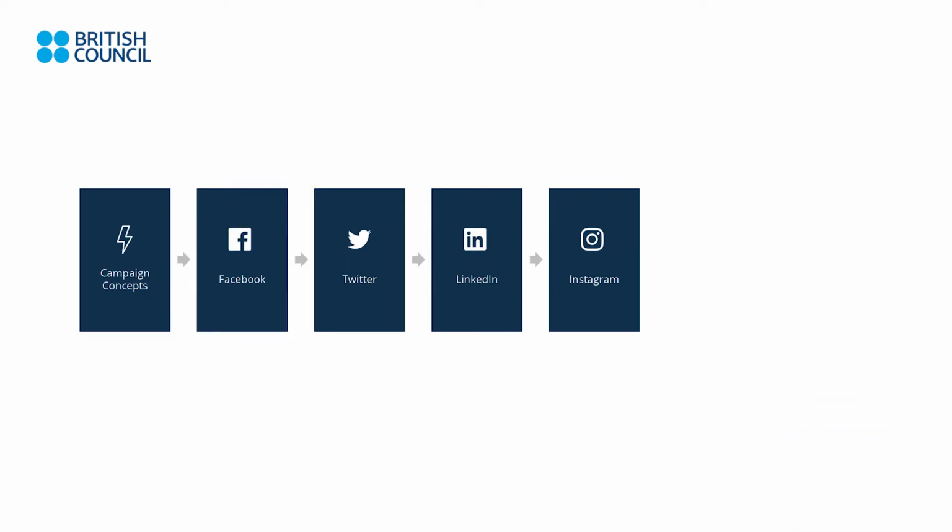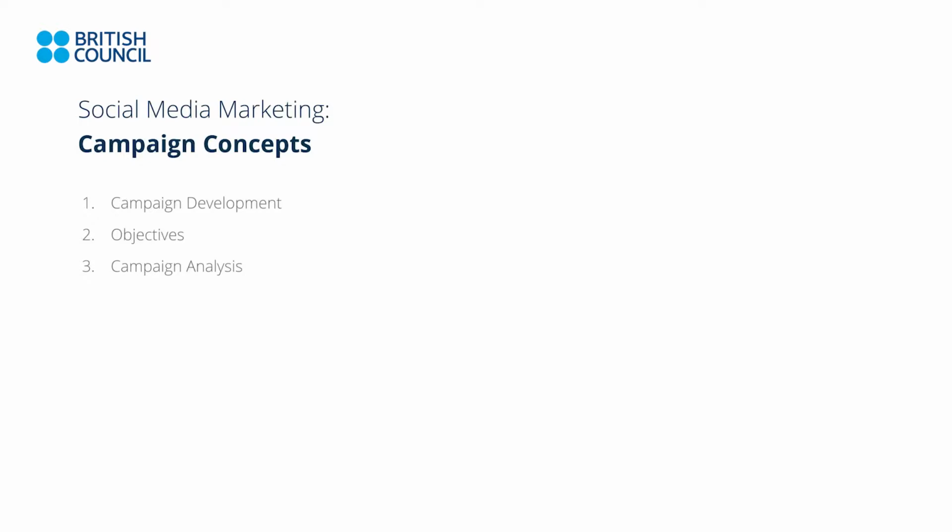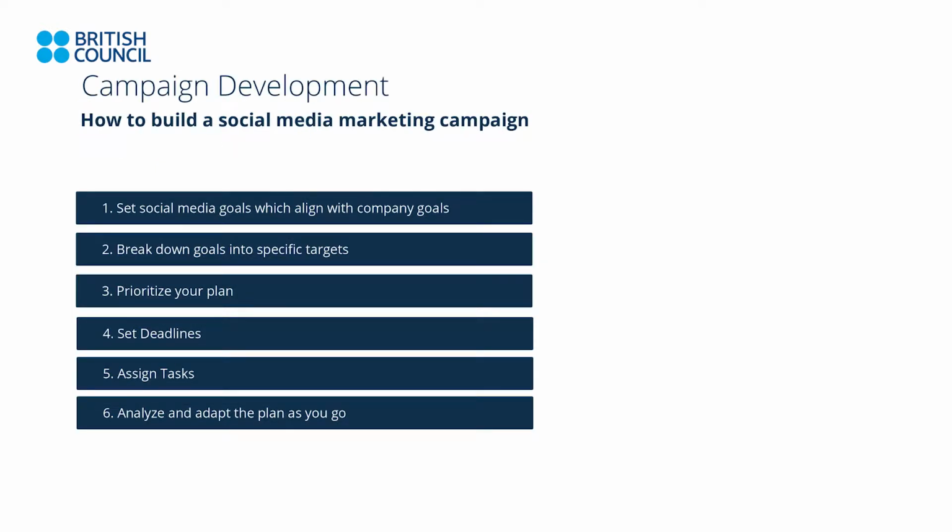So let's go. First of all, let's talk about campaign concept. We'll talk about campaign development, objectives when you're setting up your campaign, and how to analyze your campaign. That's campaign analysis. Now, campaign development: how do you build a social media paid ad campaign? Six steps you should always pay attention to.